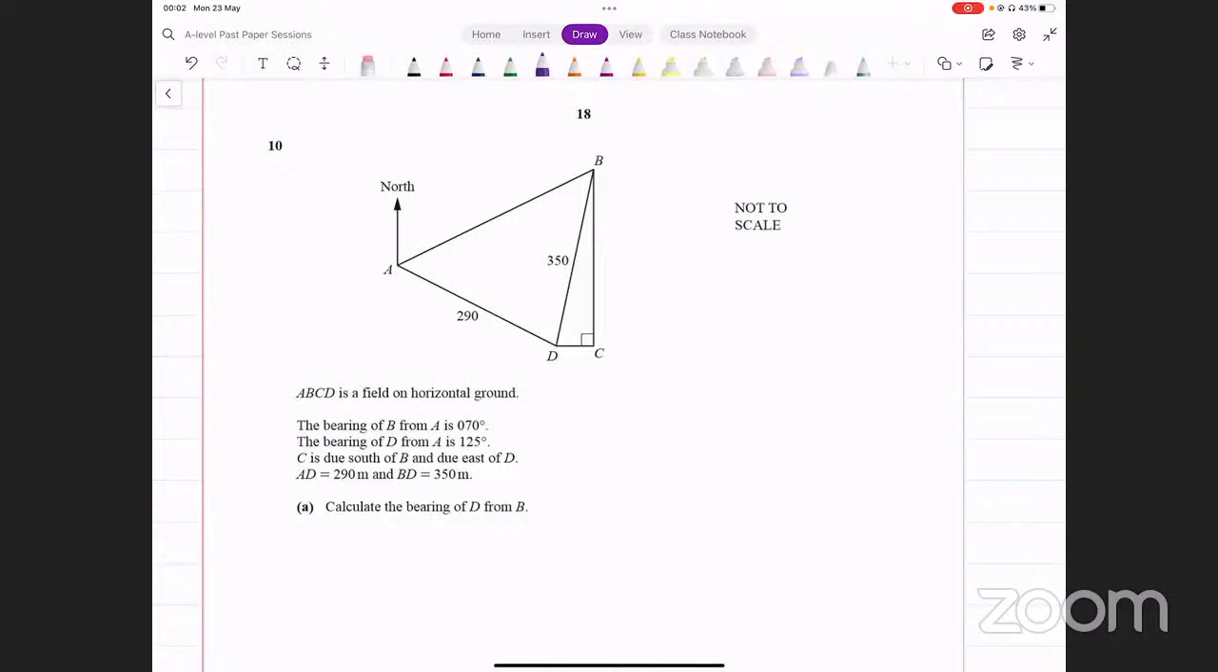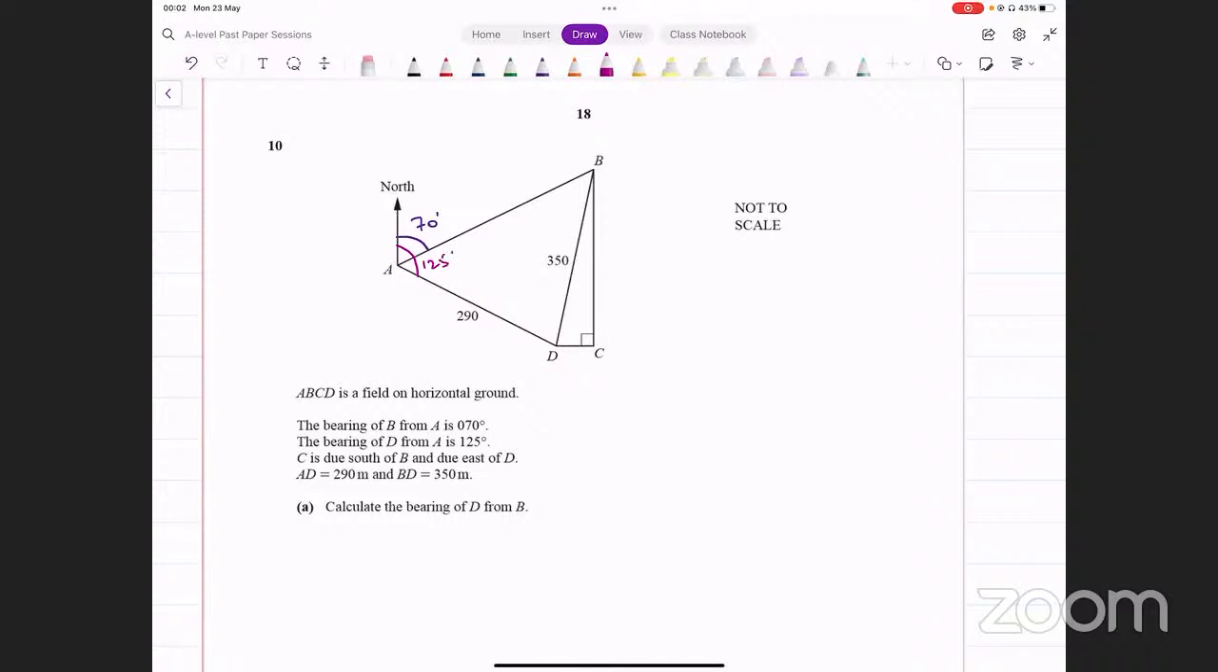The bearing of B from A is 70 degrees. So B from A, not कहाँ पे बनेगा A के ऊपर, from के बाद A आ रहा है, उससे bearing 70 degrees है. So basically this angle here is 70 degrees. ये उसने बताया. Okay. The bearing of D from A, okay, so A से D के bearing is 125 degrees. That means this total angle is 125 degrees.